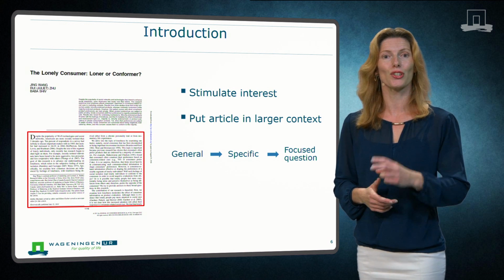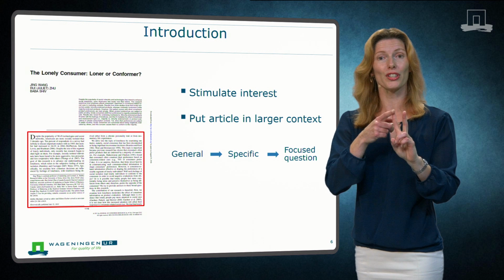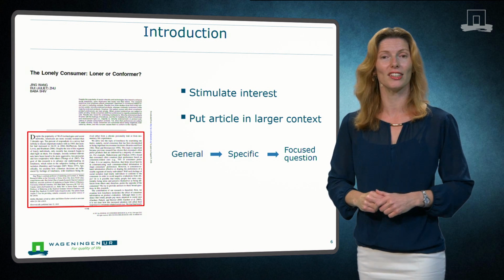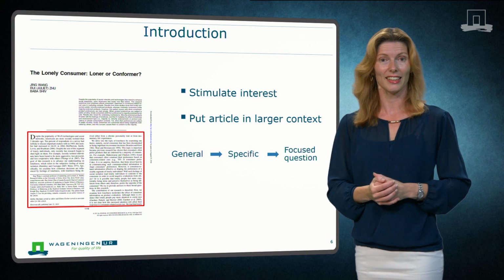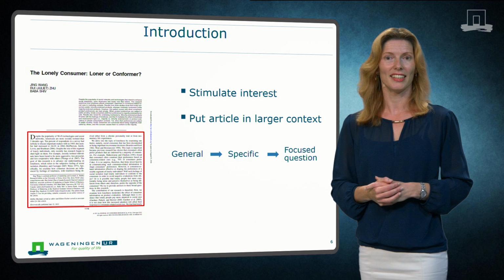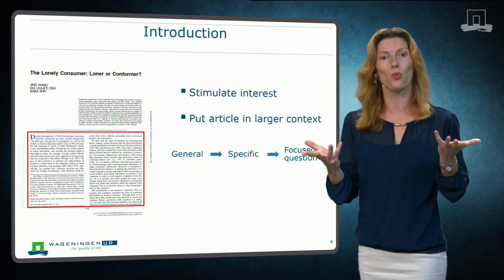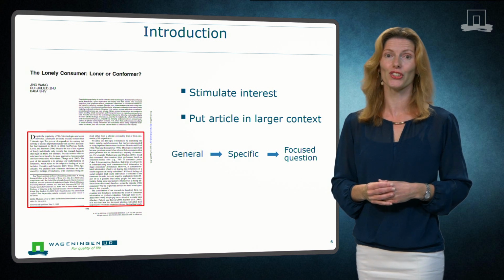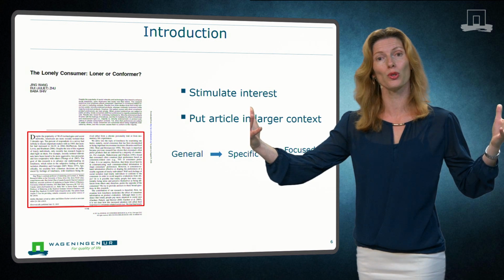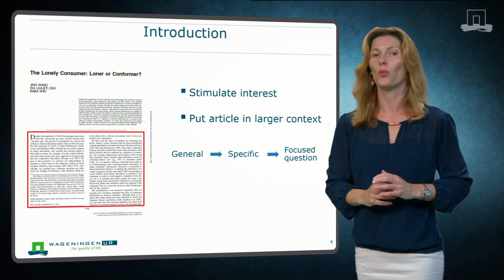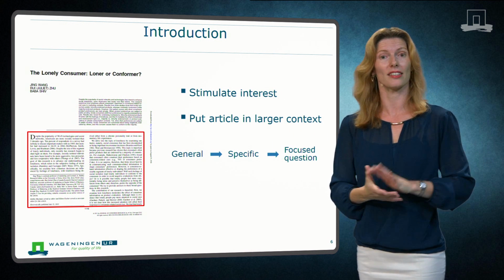The abstract is followed by the introduction. The introduction serves 2 purposes. First, to stimulate interest, and second, to put the article in a larger context. Here the authors present the general importance of the topic. They reveal the problem and why the problem is important. Introductions usually lead readers from general questions, what is already known, to the specific question, what is not yet known, that the authors are asking.